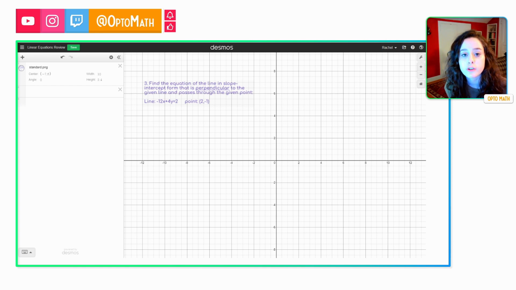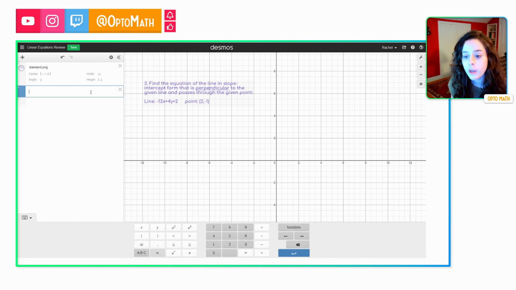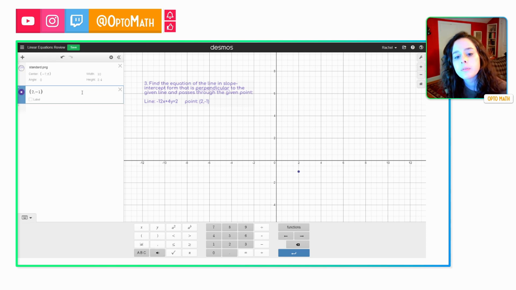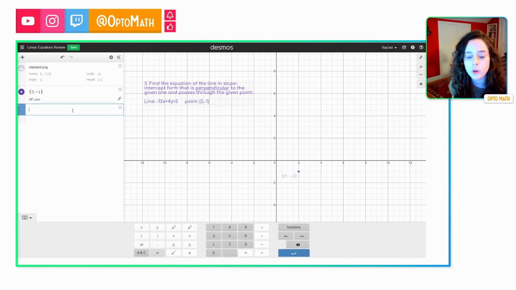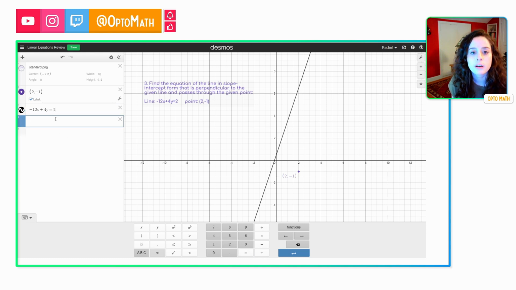Finally, let's do a standard form problem. So we have the point (2, -1). We'll label it. And we want to go perpendicular to the given line. So let's go ahead and plot the given line so we can visualize that. Instead of just finding the perpendicular slope algebraically, we can use our visual to double check. So now that we have our point and our line, let's go about finding the line that's perpendicular to this given line through that point.